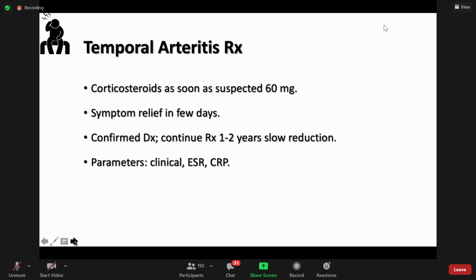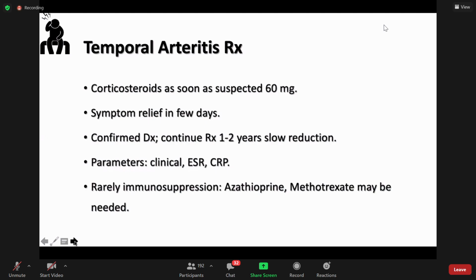Erythrocyte sedimentation rate usually is part of the diagnosis. When the patient comes in with pain in the temporal region, we check his ESR, and usually it is above 60, 70, 80, etc. And we also check inflammatory markers like CRP or ESR.